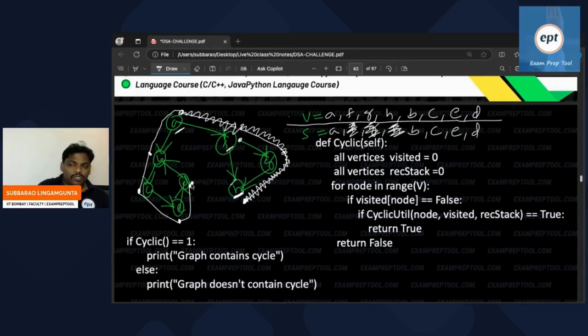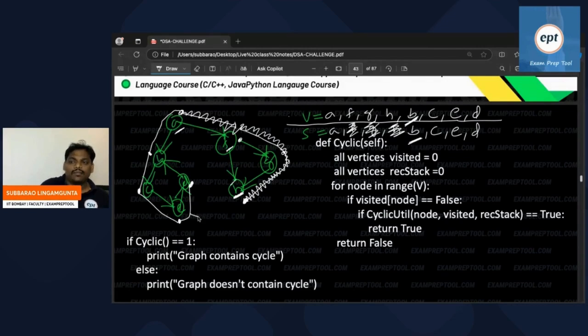Now observe. I am at D now. D adjacent is B. Everyone listen. D adjacent is B, but B is already widgeted. And one more thing, not only already widgeted, he is there in the stack also.